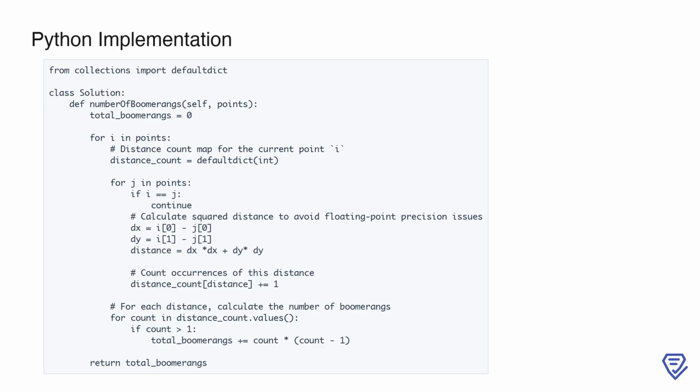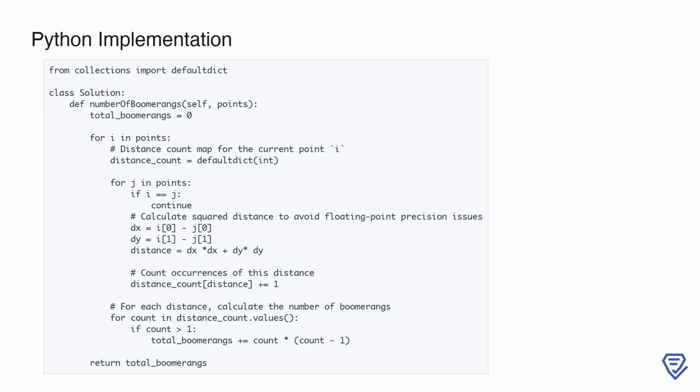For each point i in the input list points, we create a dictionary distance_count using defaultdict(int). This dictionary will store the frequency of distances from i to every other point j. Next, we iterate through all points j. If point i is the same as j, we skip it. Otherwise, we calculate the squared distance between i and j using the formula dx * dx + dy * dy. Squared distances are used instead of actual distances to avoid unnecessary floating point operations. We then increment the count of this distance in the distance_count dictionary.